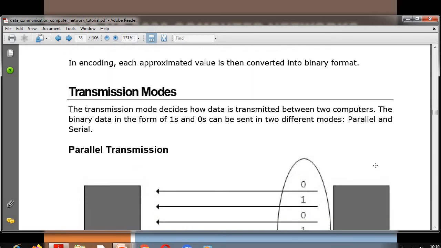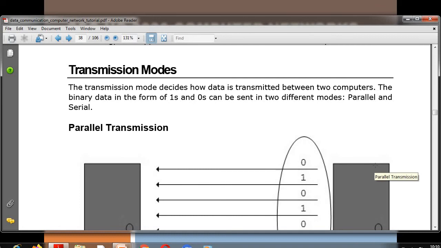Now we come to transmission mode. We have already discussed it in a previous class, but here again I give some basic concepts. The transmission mode decides how data is transmitted between two computers. Binary data in the form of ones and zeros can be sent in two different modes: parallel and serial.